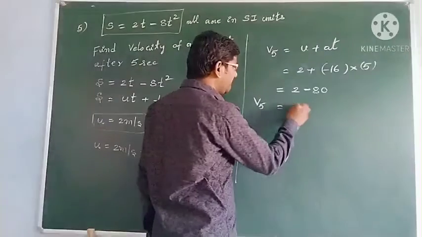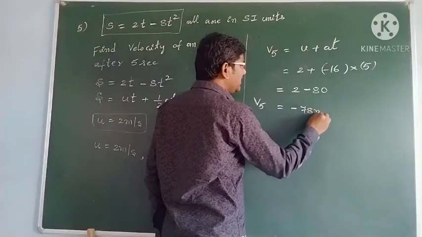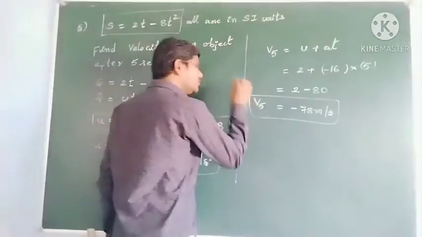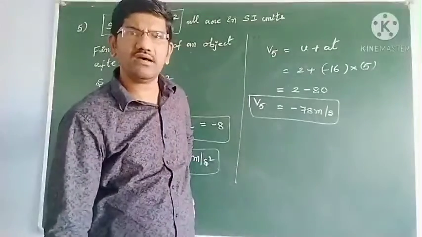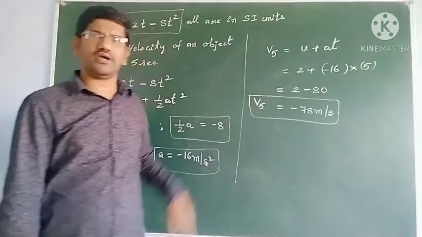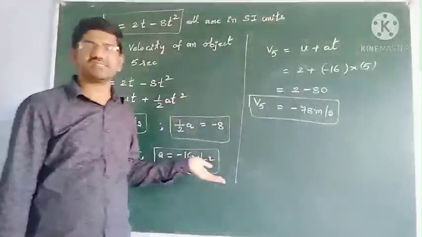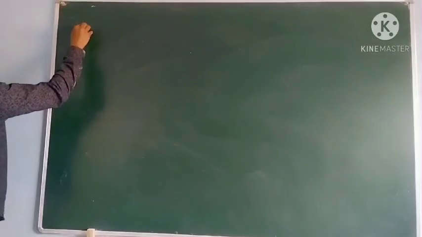So it will become minus 78 meters per second. You know that velocity can be positive, negative, and 0 also. So you are getting the negative value of velocity here, which means it has reversed its direction. Okay students.